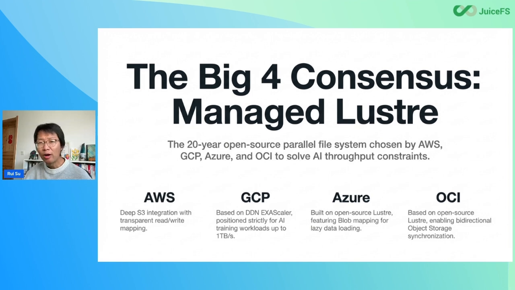And OCI offers a high performance profile of 1,000 megabytes per second per terabyte. It also supports two-way synchronization with object storage, but this synchronization is not meant for constant real-time updates, so you had better schedule batch import and export.